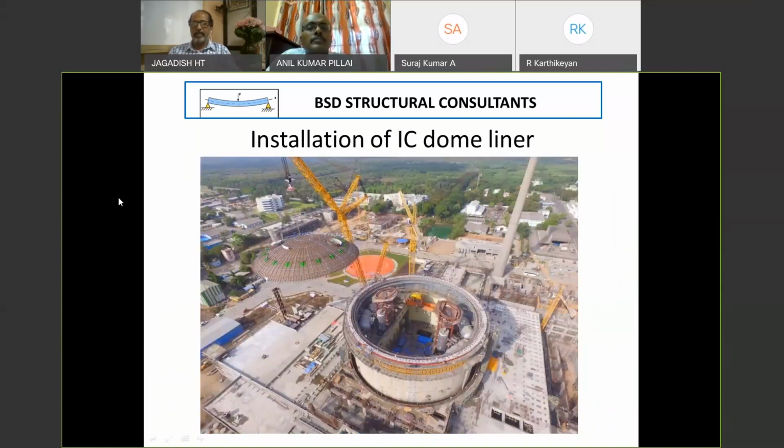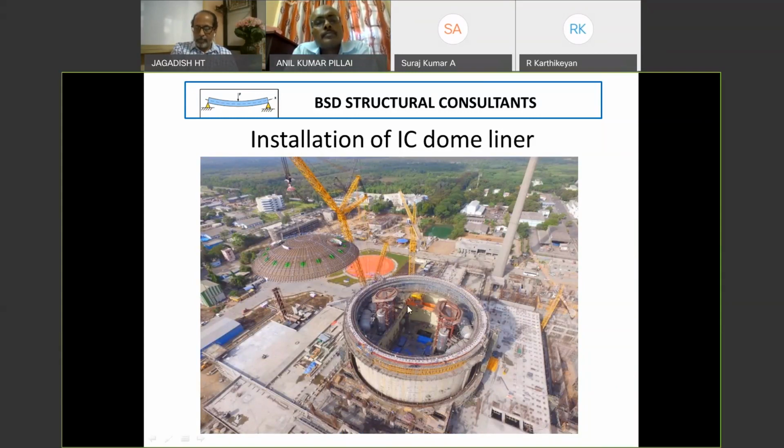Okay, this actually is a photograph of the reactor building in Kakrapara in Gujarat. You can see the reactor building here, circular building. This is the containment wall constructed up to the ring beam. We have a dome liner which is held with a crane. We are installing it on top of it.